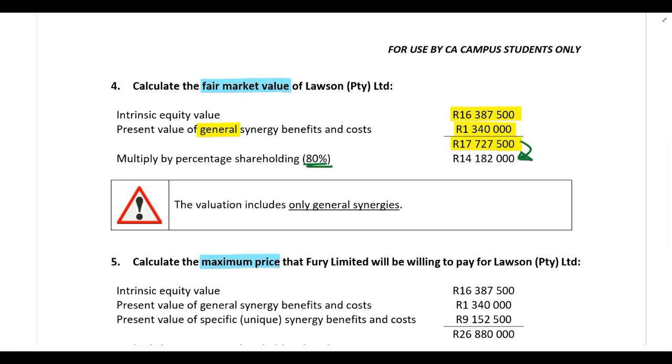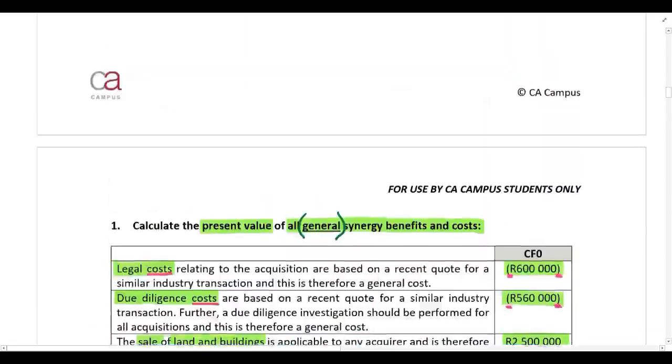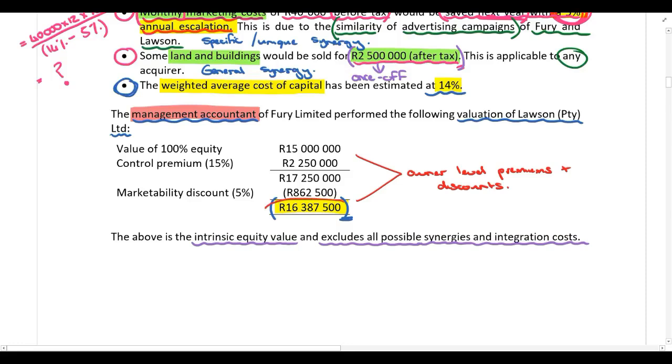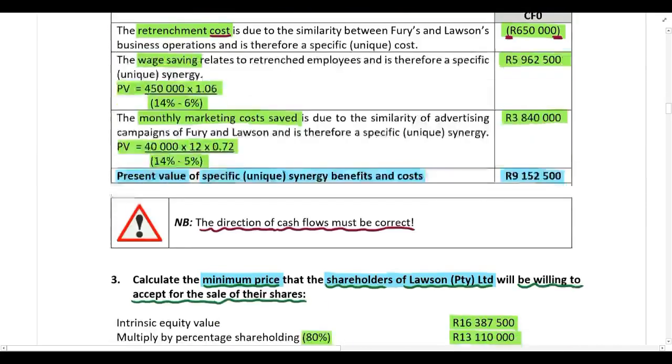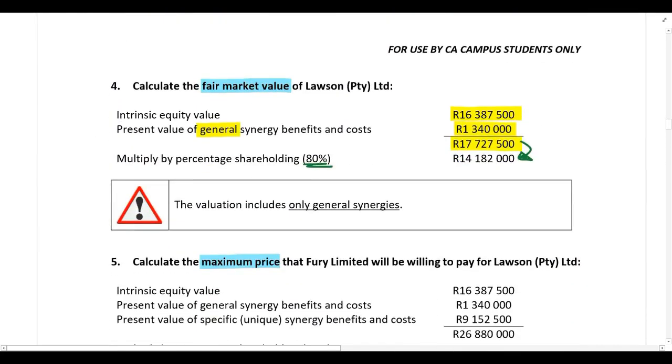So please, guys, pay attention to where you take the synergies and costs into account in your calculation. It's after owner level premiums and discounts. This value calculated over here is after the owner level premiums and discounts, but it's before you multiply by the percentage shareholding. So after taking into account the owner level premiums and discounts, you then take the synergy benefits and costs into account, and after that you multiply by 80%. So when calculating the fair market value, we only take general synergies into account.